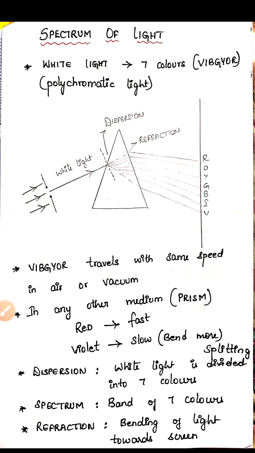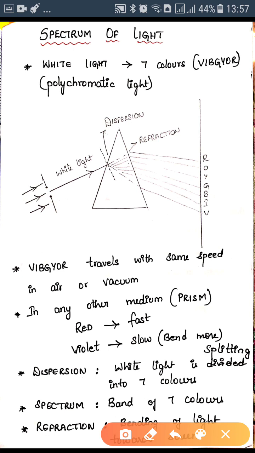Actually these 7 colors travel with the same speed in air or vacuum. In all the other mediums, the red travels fast and violet travels slow. So this white light is made up of 7 colors, that is violet, indigo, blue, green, yellow, orange, red, so it is also known as a polychromatic light.